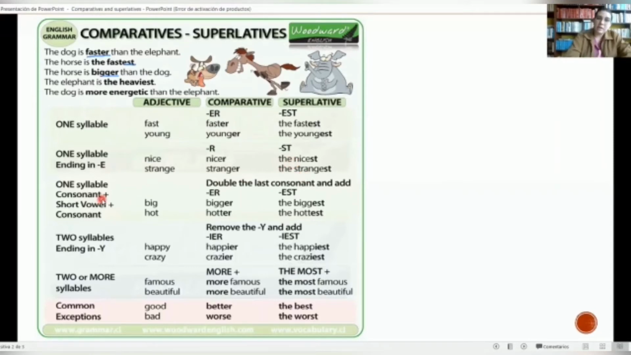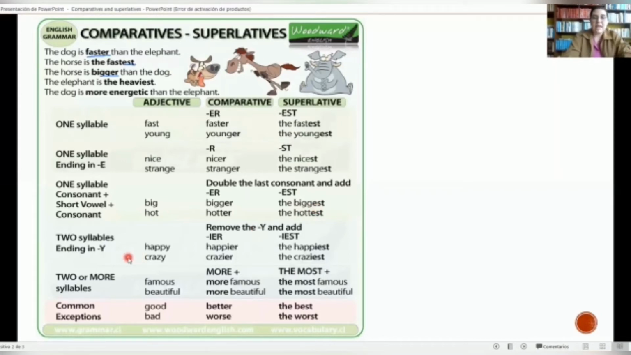We have one syllable, like big: one consonant, B, a short vowel, I, and another consonant, G. When you have this, you need to duplicate the last consonant and write the ER. For example, bigger if it's a comparative, and if it's a superlative, you use biggest.